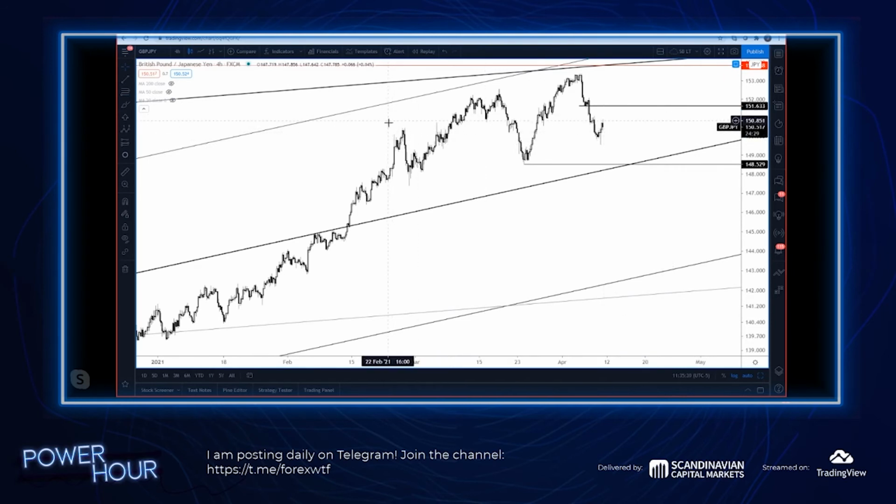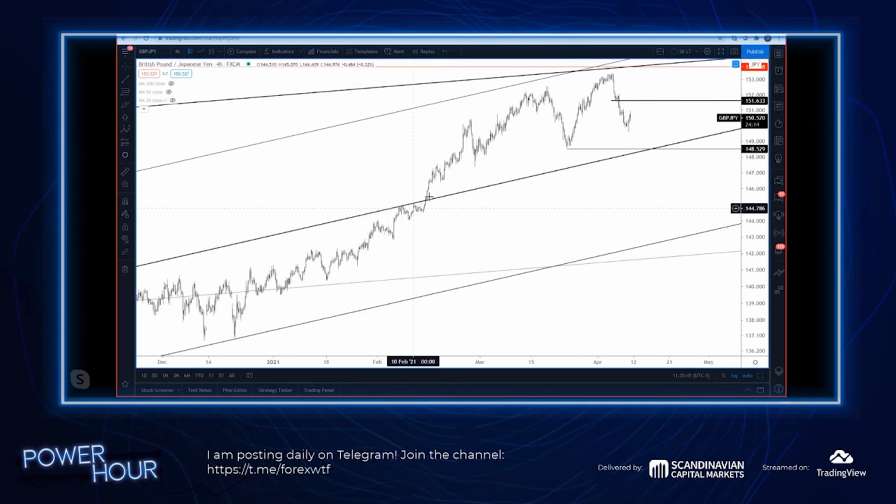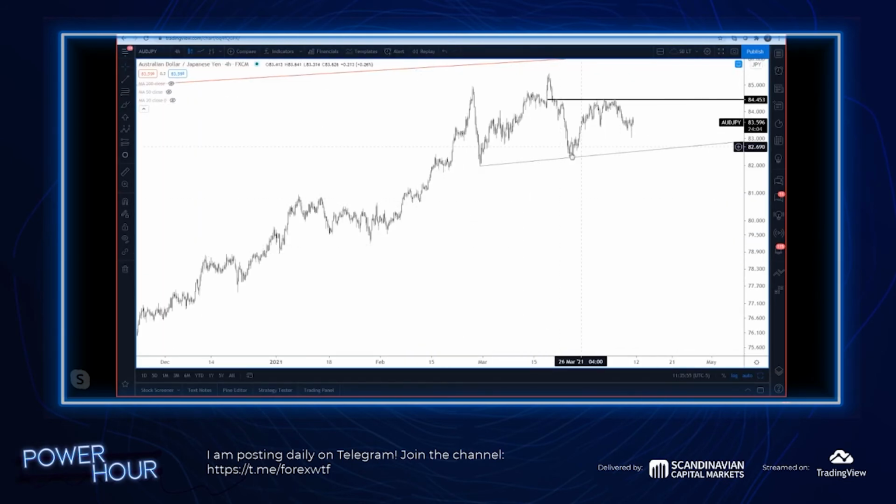Again, Pound Yen is still one of my favorites as far as the bear setup is concerned. The question is, do we rally a little bit more in the next week, 150 to 152 or so, or are we going to go for a breakdown sooner rather than later? But really, the biggest thing here is to pay attention to the center line on Pound Yen. Okay, let's get to some others. We've got Aussie Yen.